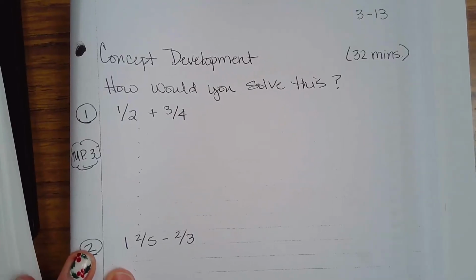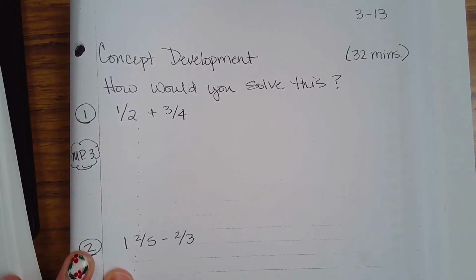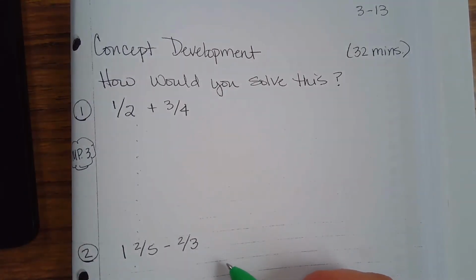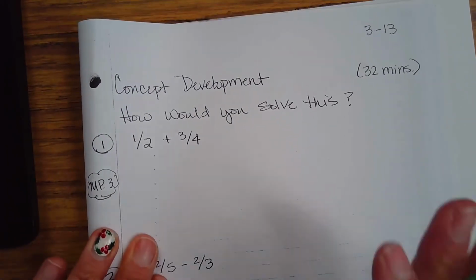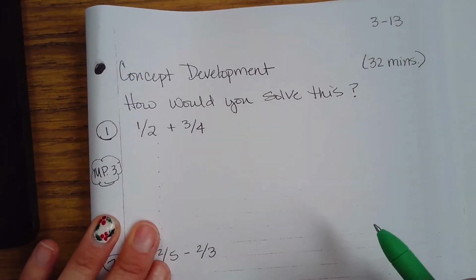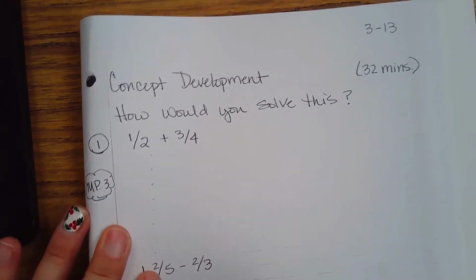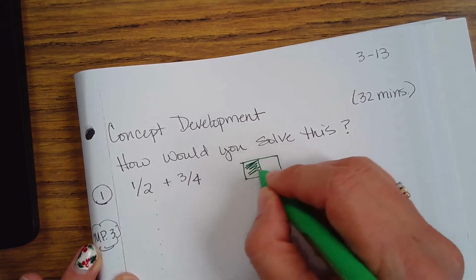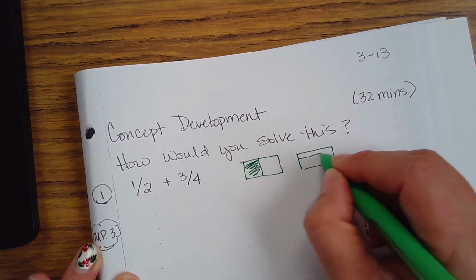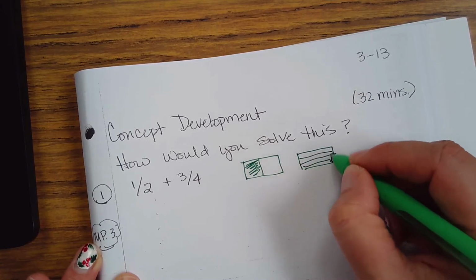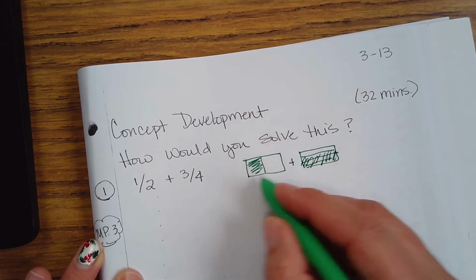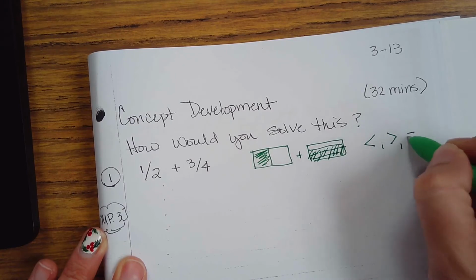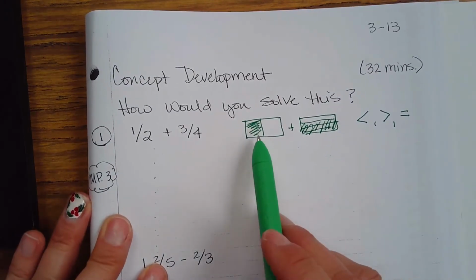This is Engage New York, module 3, lesson 13. This is concept development. So going back to the objective of this lesson, just one of the objectives. Obviously, it's adding and subtracting fractions with mixed numbers, but it's also looking at a fraction and deciding how much space, if you put them together or took them apart, would it be greater than, less than, or equal to 1? So that's the big idea here.